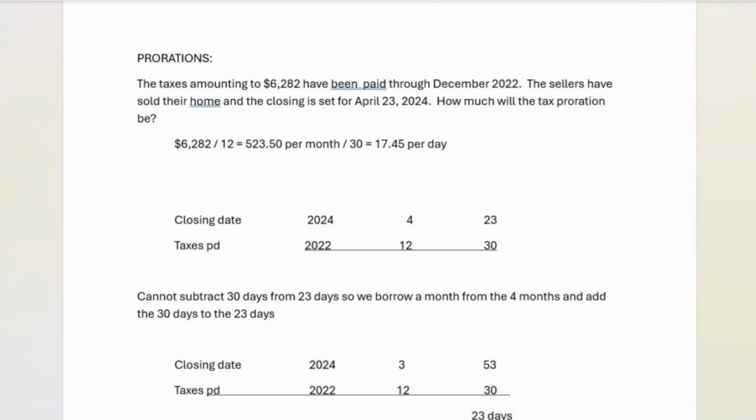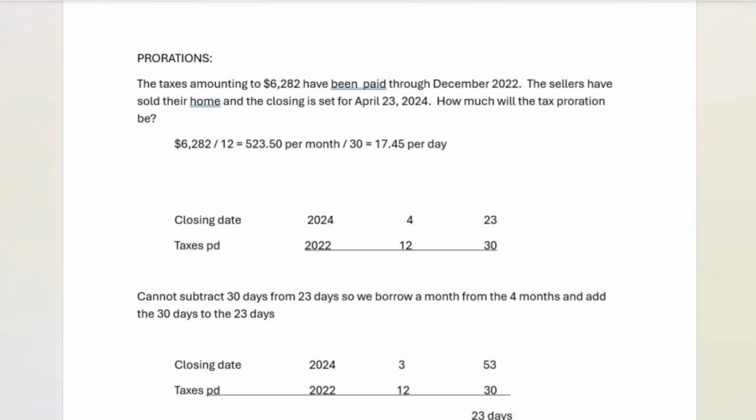Prorations. If you have a property where the taxes have been paid through December of 2022, what that means is they have been paid through the last day of that year, which for the purposes of prorations will be December 30th, because we are always going to use 30 days in a month. So the sellers paid their property taxes through the end of the year of 2022, but they live in the property and they own the property until April 23rd of 2024.